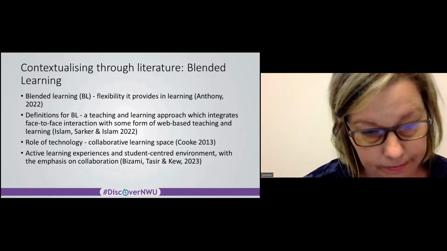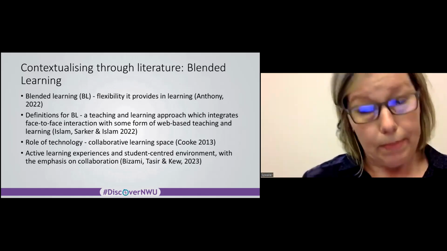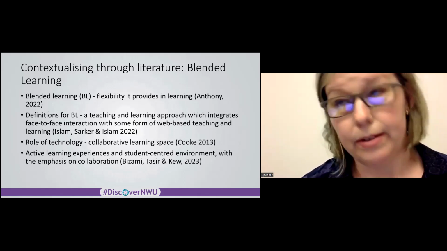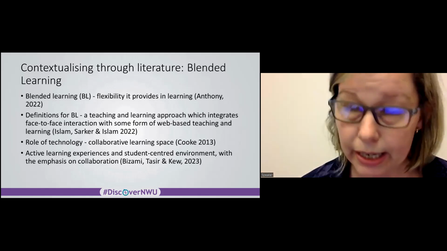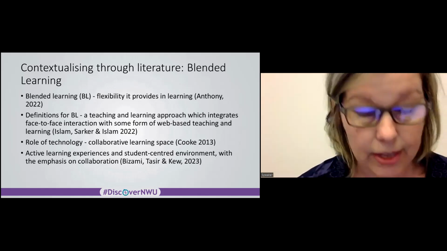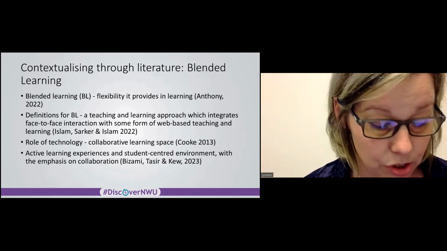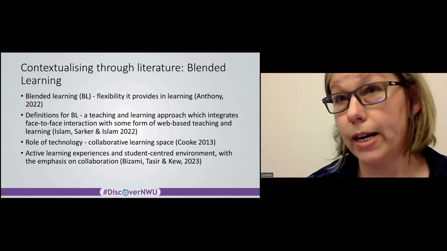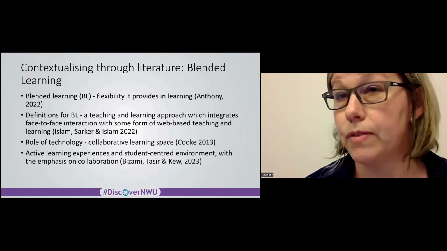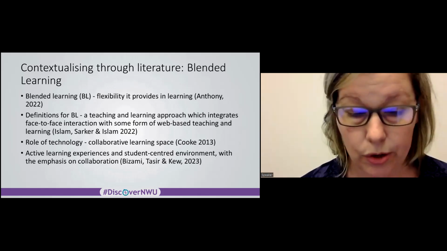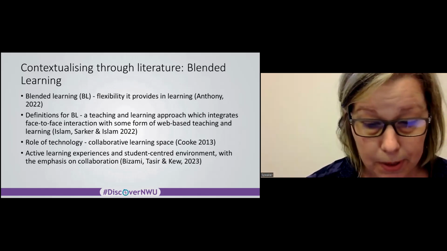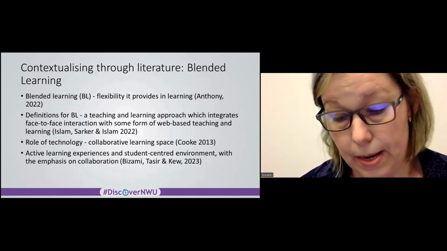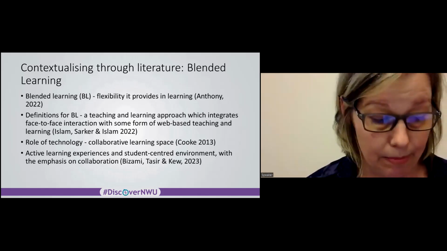So it was a blended learning course. So again, the principles of blended learning were embedded also. We all know there are a number of definitions for blended learning, but basically what it boils down to is there's some kind of integration of face-to-face interaction with some form of web-based teaching. And here technology is really important to provide that collaborative space for working, especially in a distance learning environment. Active learning experiences and student-centered environments is also what I obviously try to embed in the course, with the emphasis on collaboration.